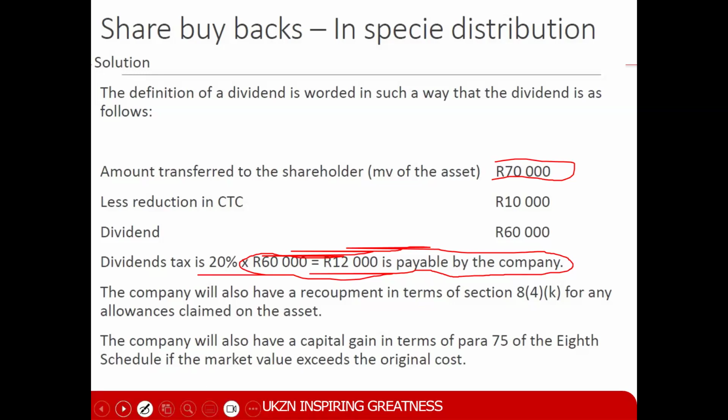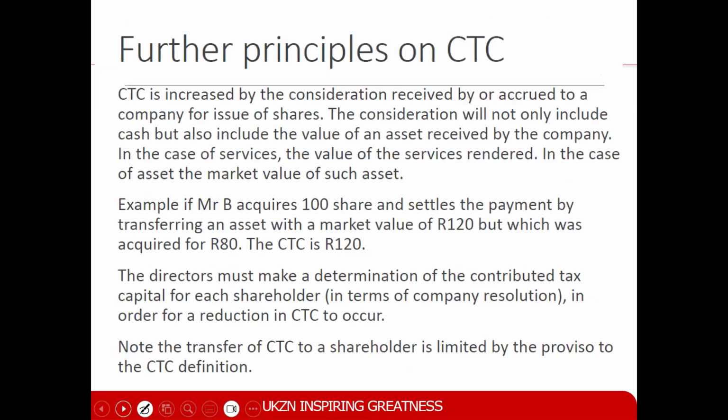Okay. Yes. Thanks. So in this case, CTC is increased by the consideration received by or accrued to the company for the issue of shares. If there are new shares, we know our share capital contributed will increase. The cost will not only include cash, but also maybe an asset. Sometimes you are just giving your asset to the company. That's also CTC. In the case of a service, the value of the service rendered, sometimes you are rendering a service to the company. That may also be contributed tax capital. In the case of an asset, we include the market value as the new value of CTC.